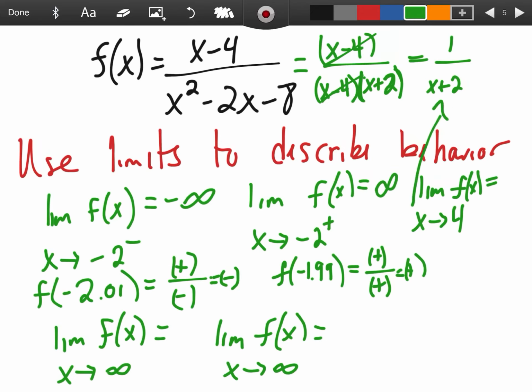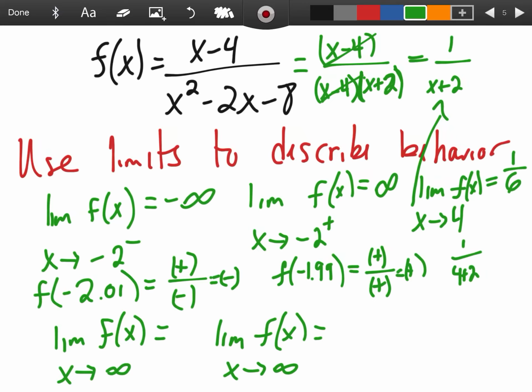Now, the removable discontinuity is a little bit different. We're just going to plug that straight in here. The reason we couldn't do it with negative 2 is because we would get a 0 in the denominator. With 4, we could plug that right in. You plug in 4, well, 1 over 4 plus 2, that gives us 1/6. So that's the y value of that hole that we're looking for.